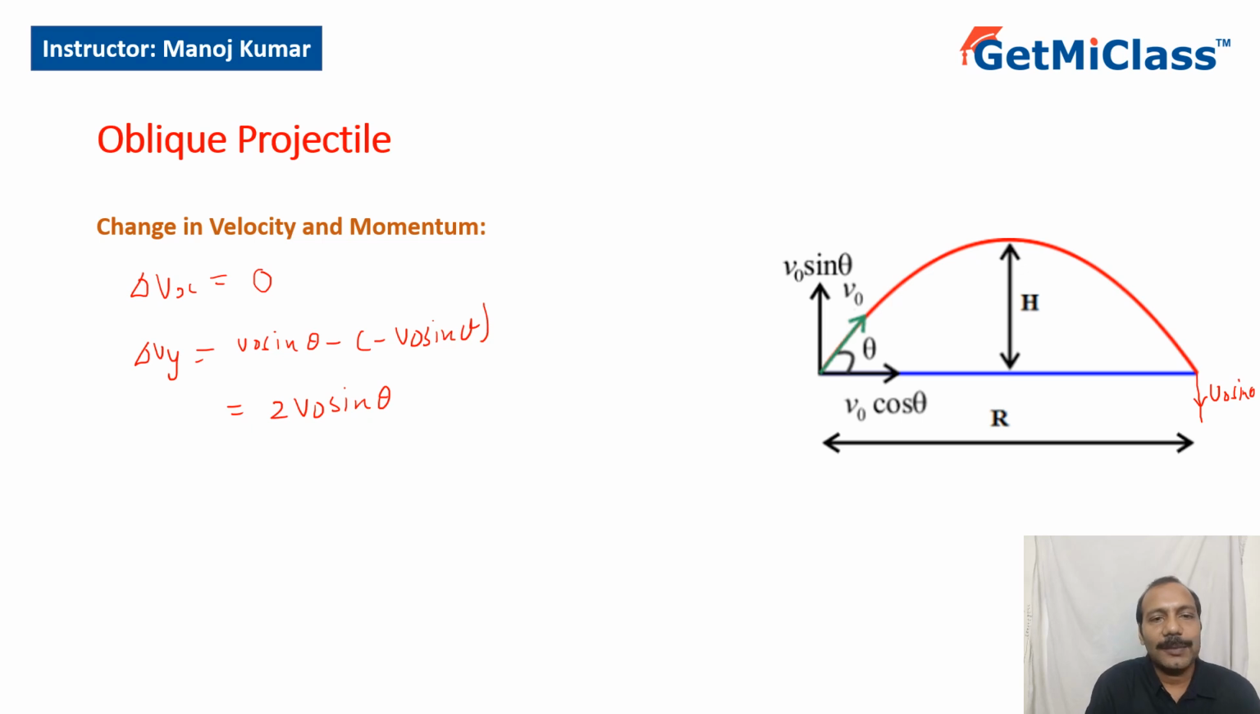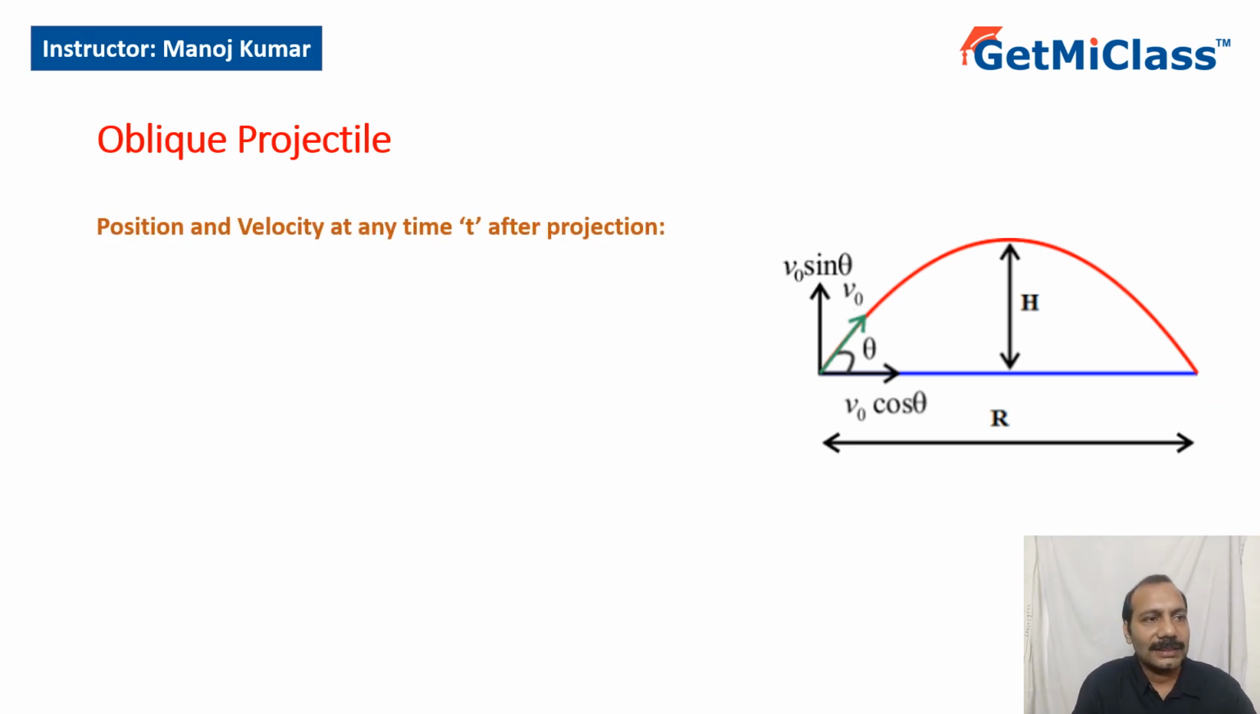So change in momentum is how much? Sorry, change in velocity is 2 v naught sin theta, and because of that, net change in momentum would be equal to how much? 2 m v naught sin theta. So if initial and final vertical position of a projectile are same, then the change in momentum would be given by 2 m v naught sin theta, because there is change only in vertical velocity. There is no change in horizontal velocity.